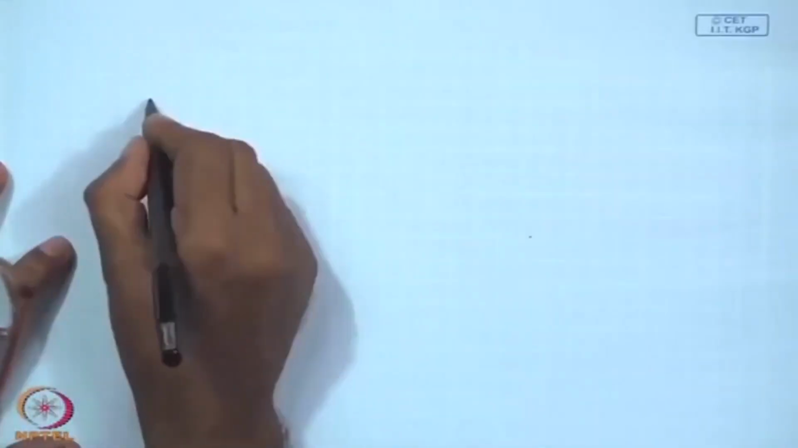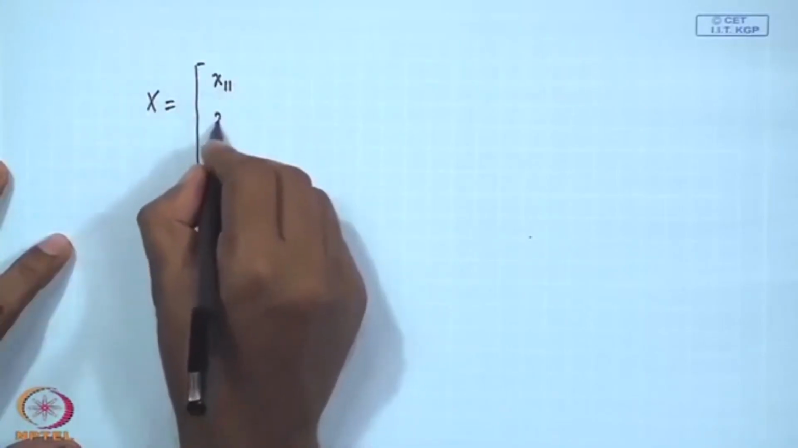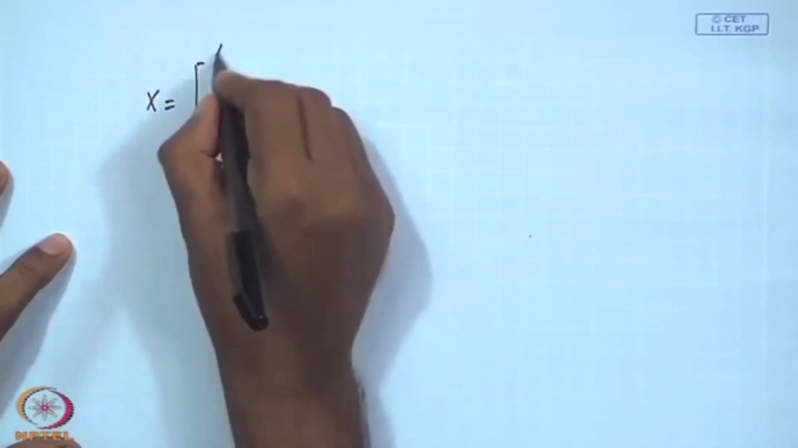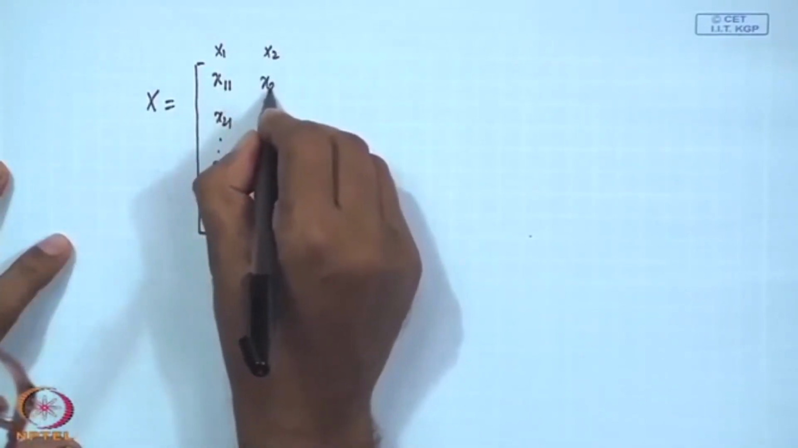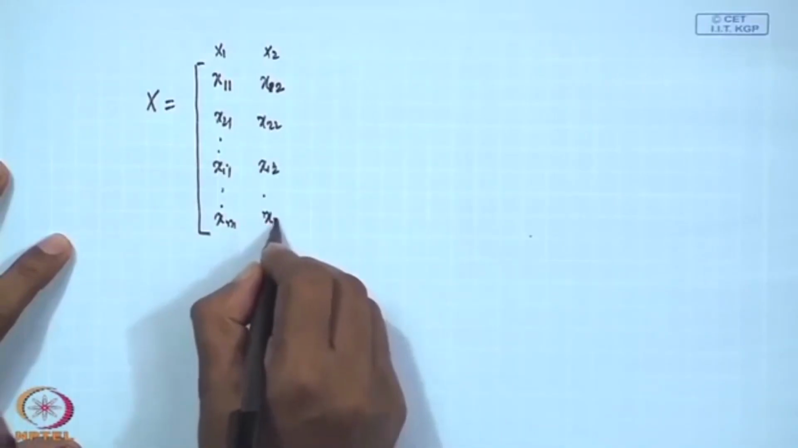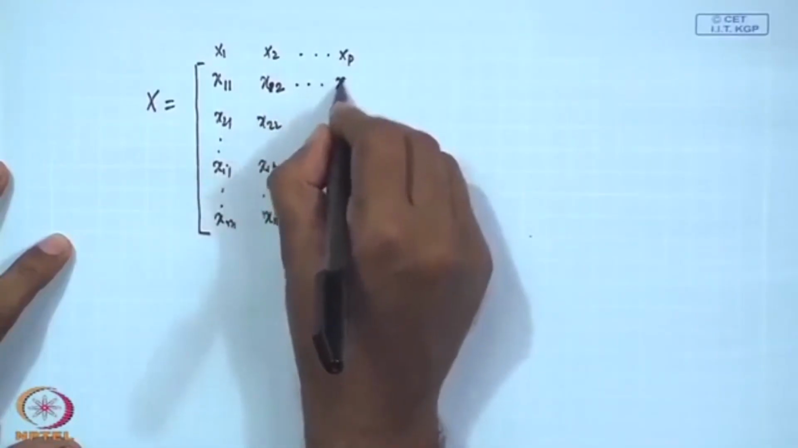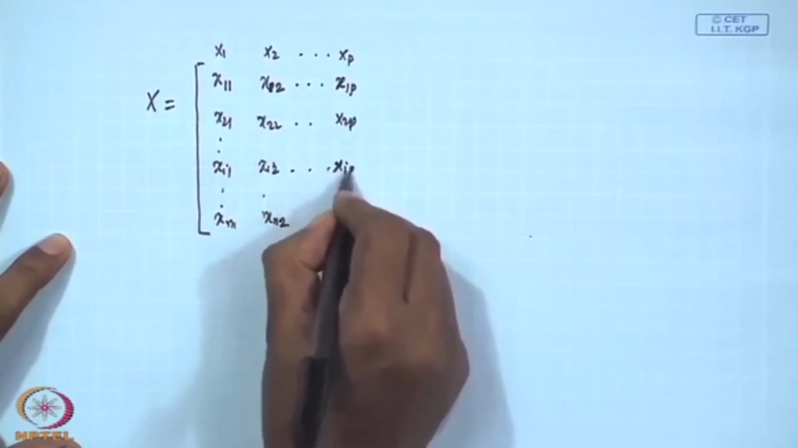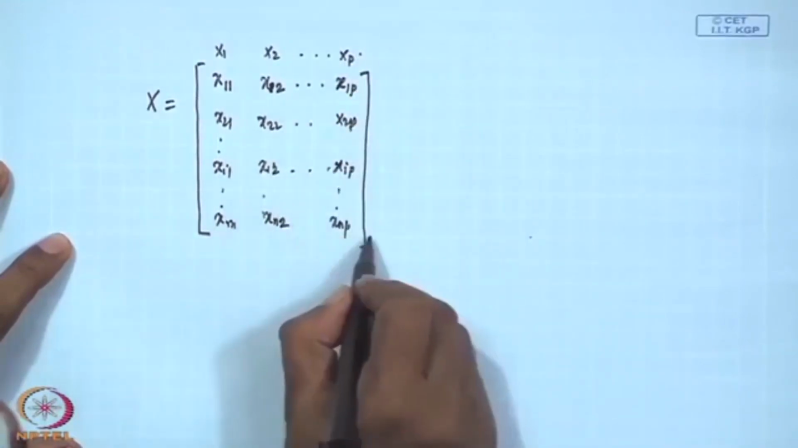Last class you saw the data matrix like this: x_11, x_21, up to x_i1, x_n1, that is the observations on variable x1. Similarly, the observations of variable x2 are x_12, x_22, x_i2, then x_n2. You take all p variables, then x_1p, x_2p, x_ip, and like this x_np. This is our n cross p matrix.